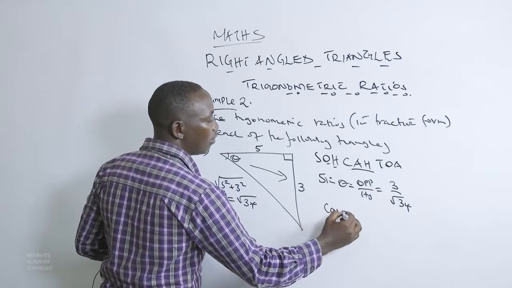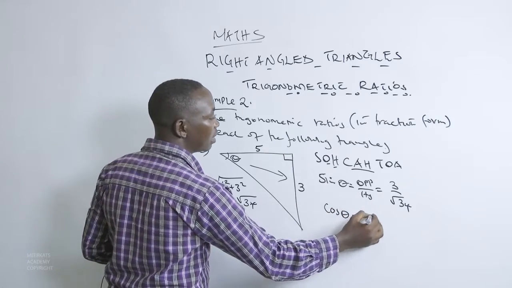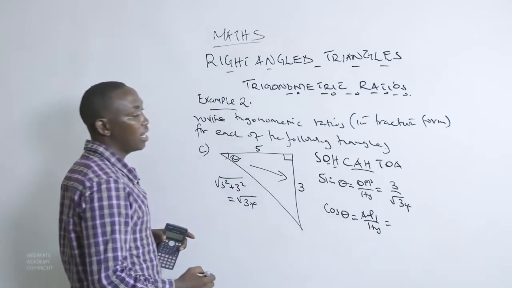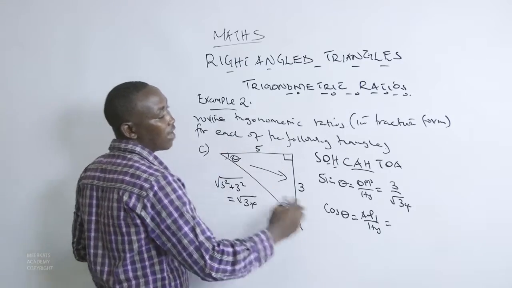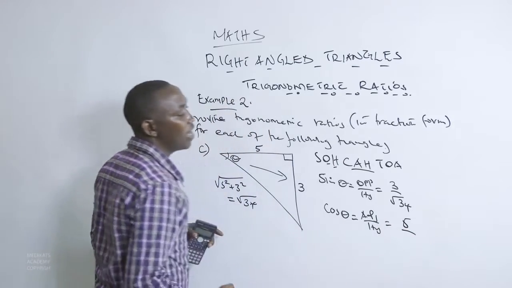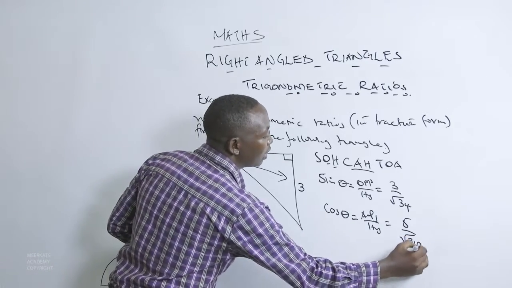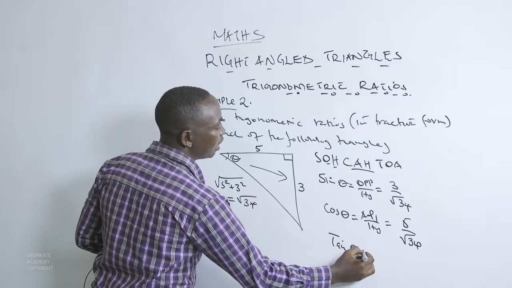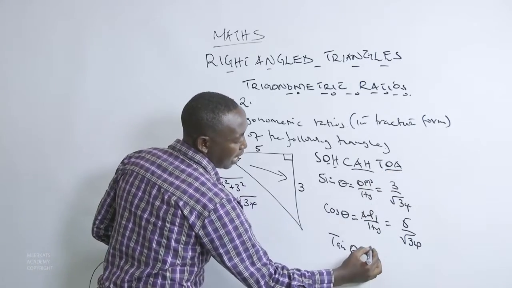Cosine of theta, which is the second trigonometric ratio, will be given by adjacent divided by hypotenuse. And in this case, our adjacent to this angle is 5. You divide it by the hypotenuse, which we got to be root of 34. Then finally, the tan of theta will be given by opposite all over adjacent.